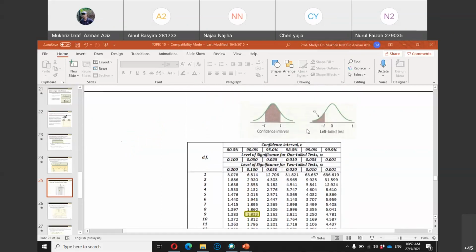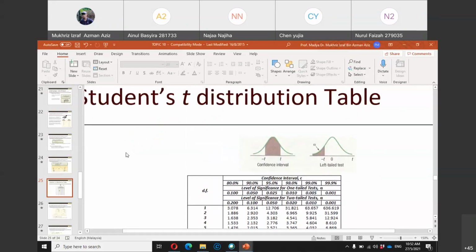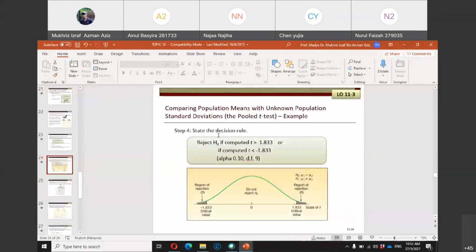Okay, so that's how you obtain this value of 1.833 on the left side and also on the right side of the distribution. So remember, whenever you are doing a 2-tail test, your critical value, your decision rule in step number 4 must also be followed by 2 different values, one positive, one negative: more than a positive value and less than a negative value of the same value.